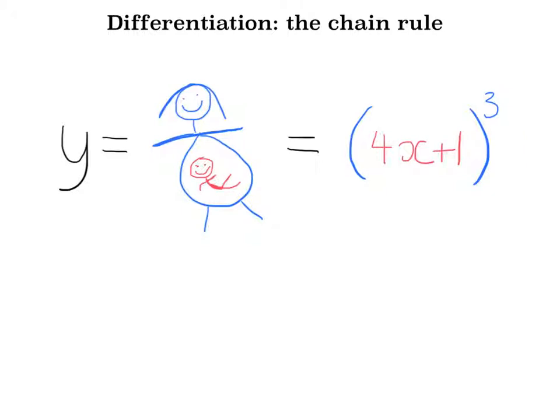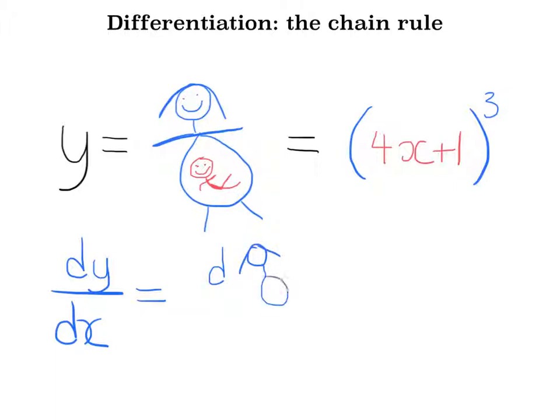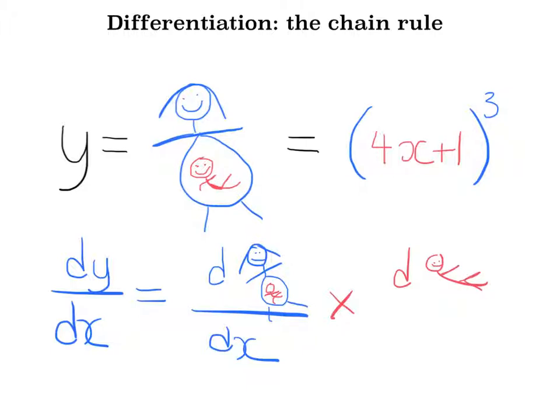So the formula we can use is that dy by dx is d, now we're going to have the mum, so I'll do another little drawing, d mum with the baby in. Now that's important. So we're differentiating with respect to x, but the baby is still inside. Not a very good drawing. And then what we're multiplying that by is just the baby differentiated. So dy by dx is the mum function differentiated with the baby still inside, and then we multiply that by what we'd get if we differentiated that baby with respect to x.